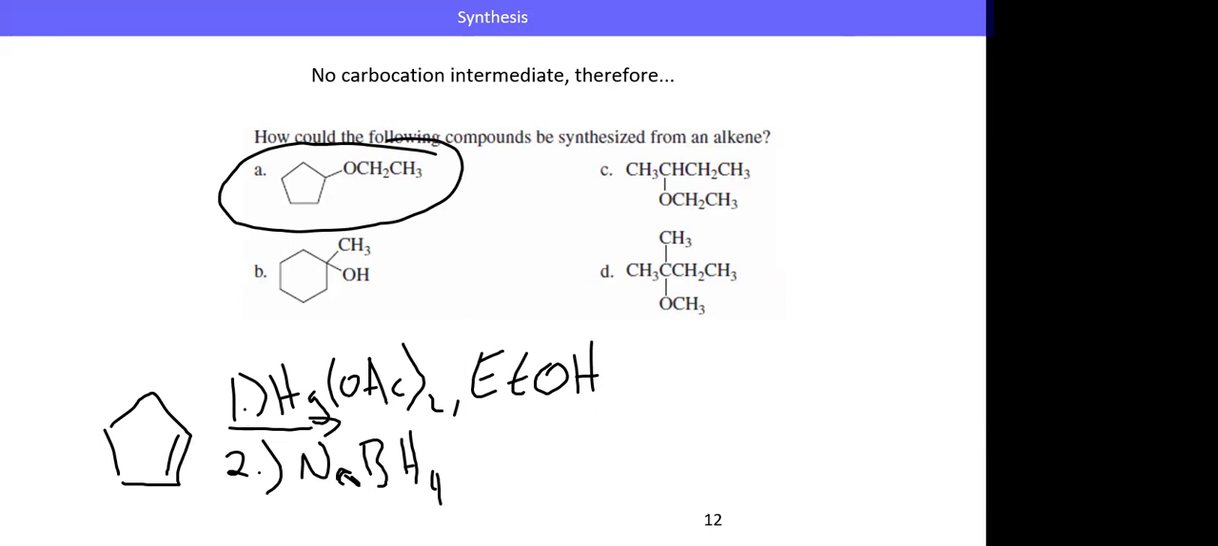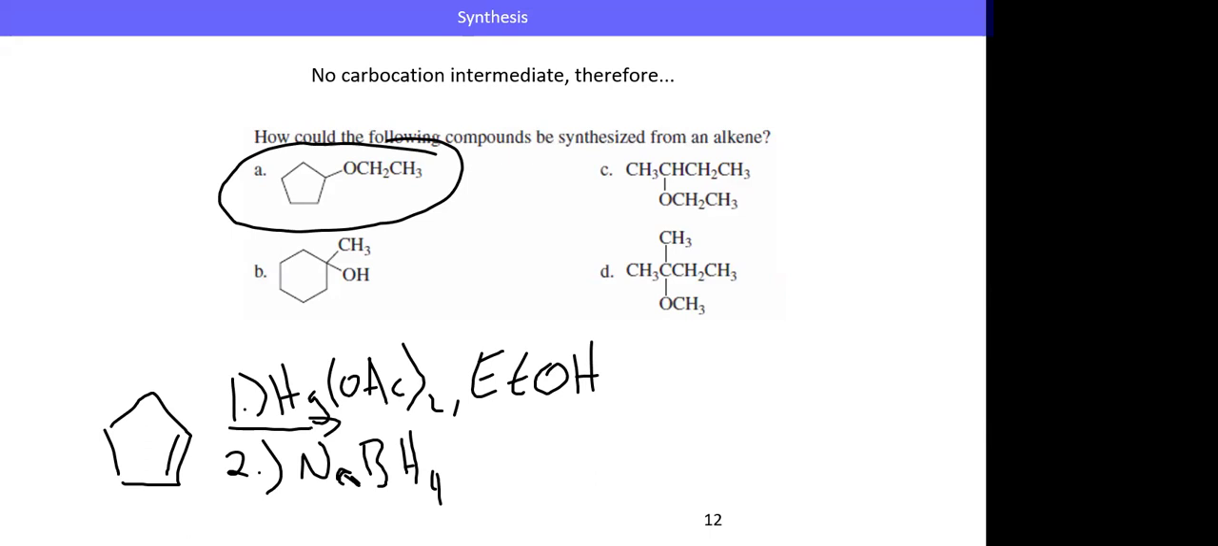The other answer we could have for this first one is this, the better option, because cyclopentene is relatively stable and it's a liquid at room temperature, and ethanol is really common and really cheap and easy to get. But we could switch where the double bond is and where the OH group is.